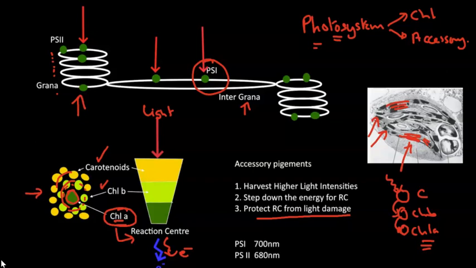Another way of thinking about this, and that's why this image is shown, is that at the same time this means that the reaction center chlorophyll can benefit from a broader range of light intensities that can all be channeled and stepped down in their energy level to something appropriate for the reaction center. So we can collect light from a broader range of intensities.